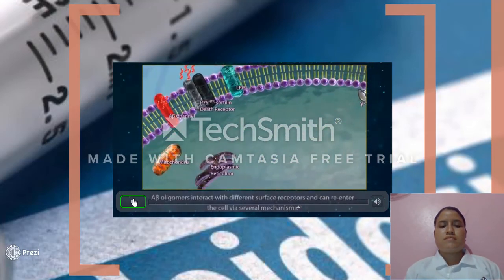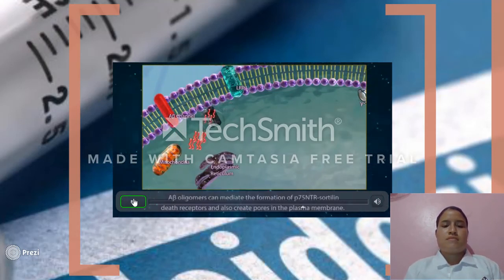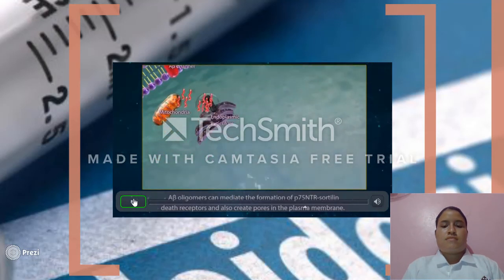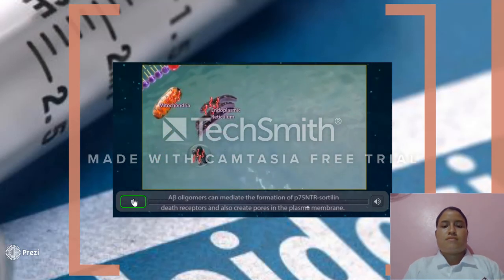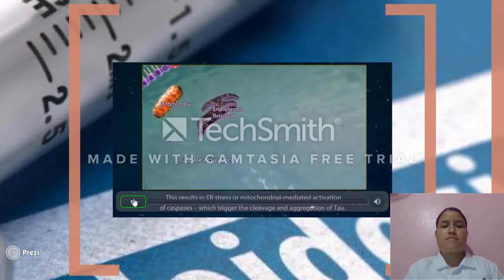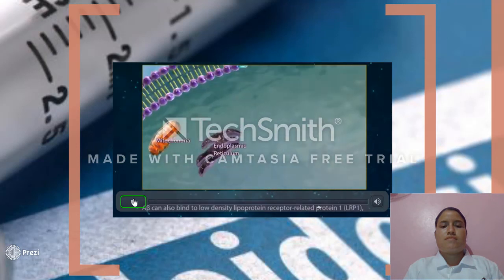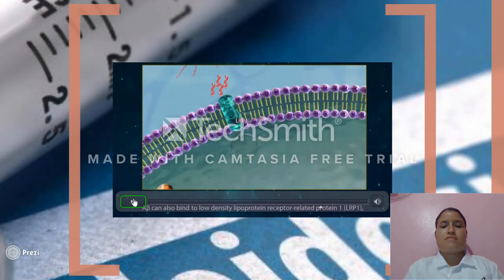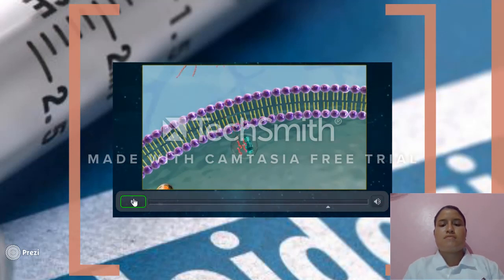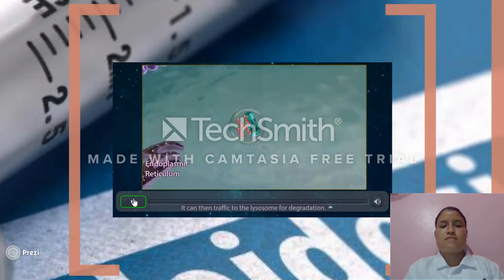Amyloid beta oligomers interact with different surface receptors and can re-enter the cell via several mechanisms. Amyloid beta oligomers can mediate the formation of p75-NTR sortilin death receptors and also create pores in the plasma membrane. This results in ER stress or mitochondrial-mediated activation of caspases, which triggers the cleavage and aggregation of tau. Amyloid beta can also bind to low-density lipoprotein receptor-related protein 1, leading to endocytosis through the clathrin-dependent pathway. It can then traffic to the lysosome for degradation.